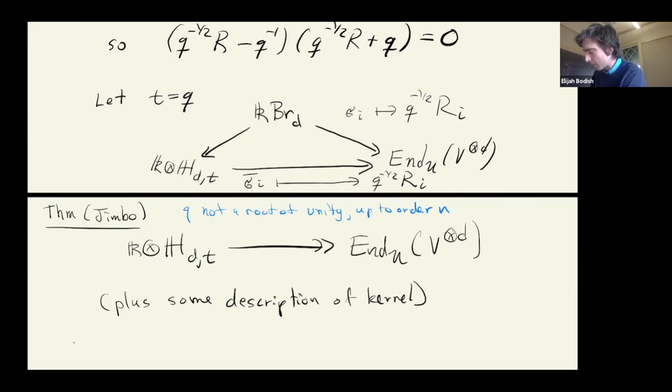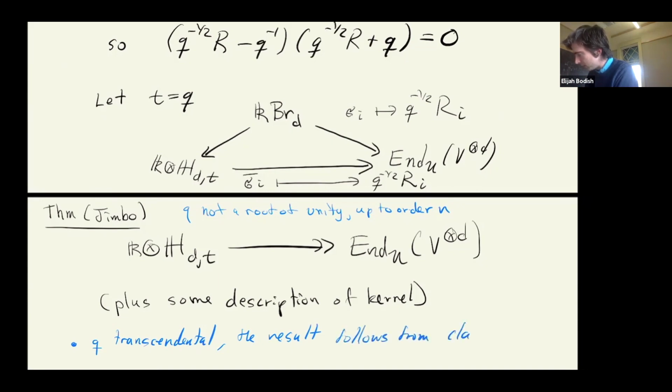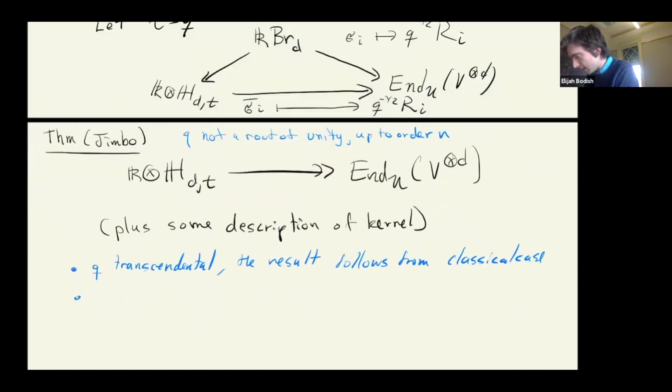So I'm not going to prove that this is surjective. I didn't even prove the classical version, but the comment is that for q transcendental, if you remember, we did an analogous argument where we used the classical case to imply something about the quantum case when q was transcendental in the second talk that Leo gave. So this result follows from the classical case.